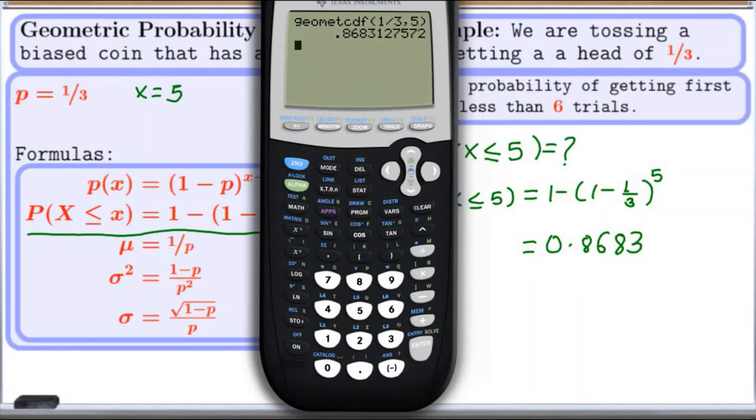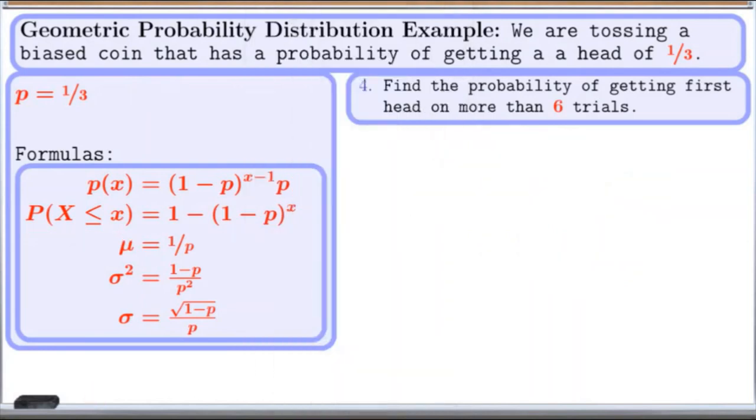Now let's work on another problem here. Here we are supposed to find the probability of getting first head on more than 6 trials. So basically we are supposed to find this probability here.